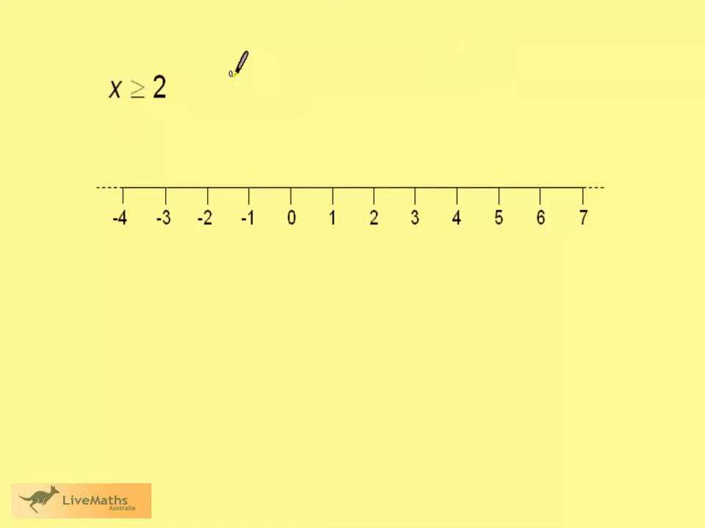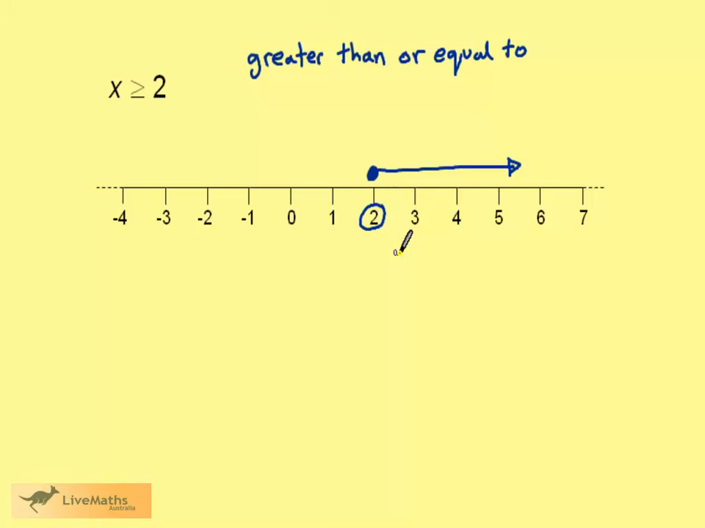This statement means that x is greater than or equal to 2. So x is more than or equal to 2. We use a filled-in circle and an arrow extending to the right. X can take any value larger than 2, and with a greater than or equal to, it can take the value 2 as well.